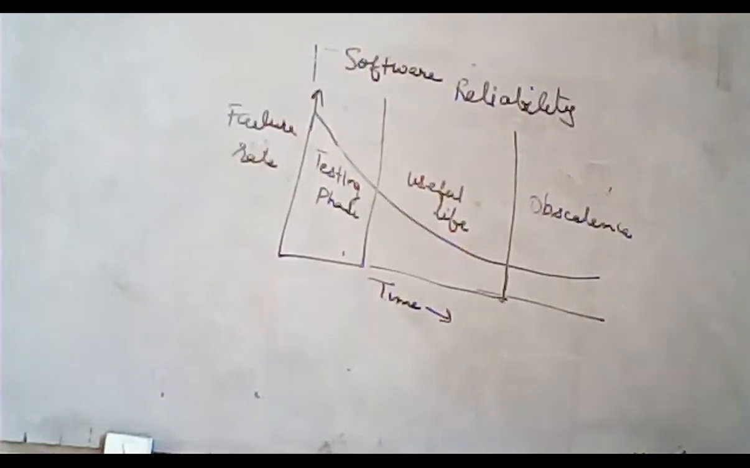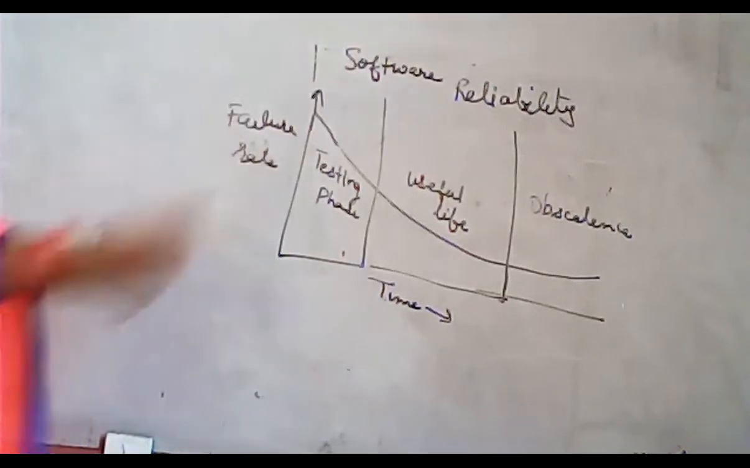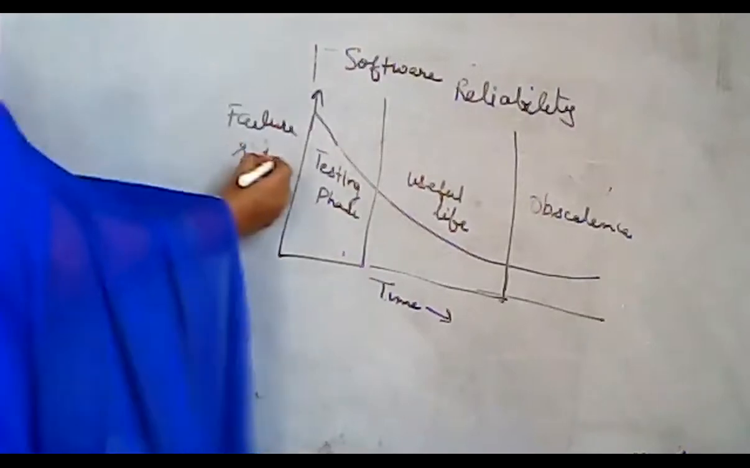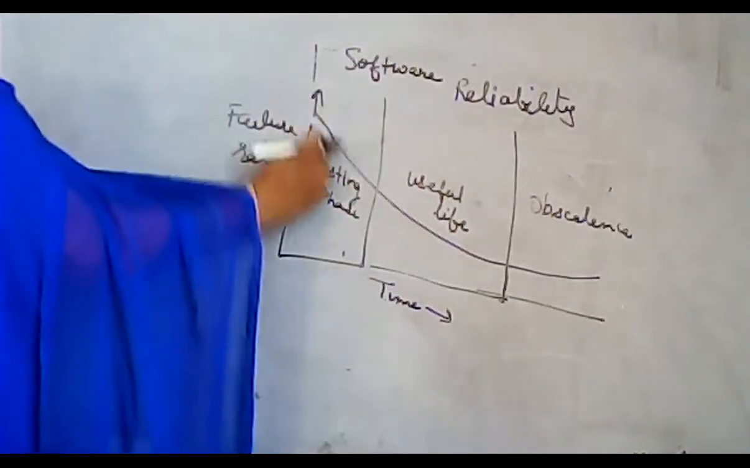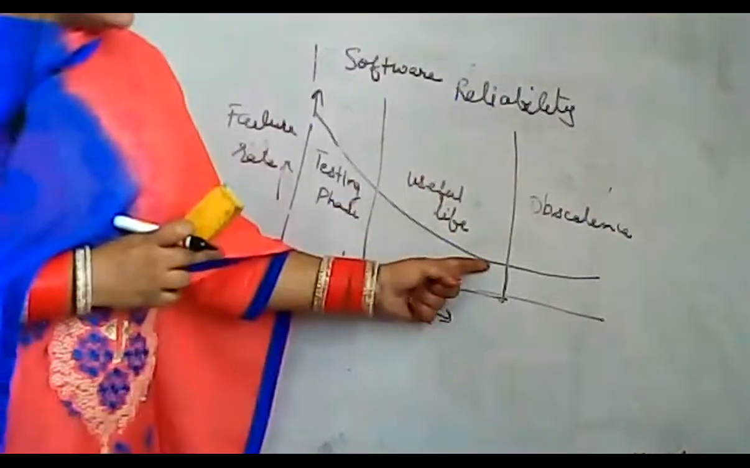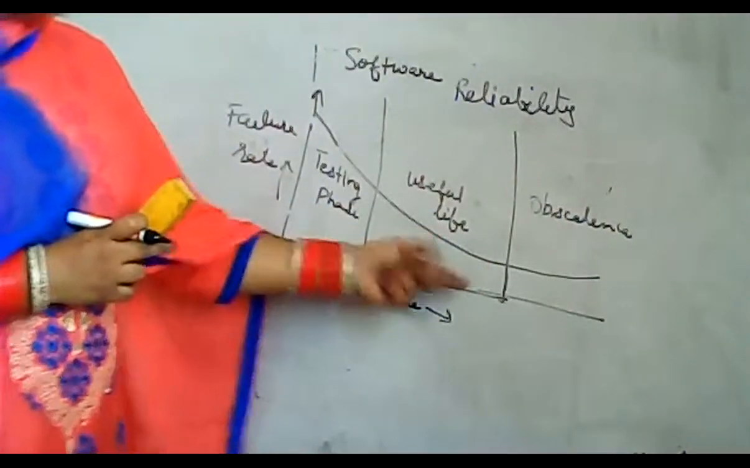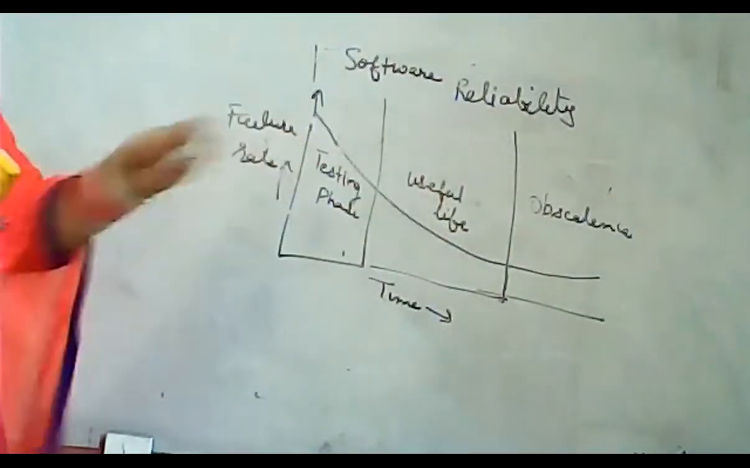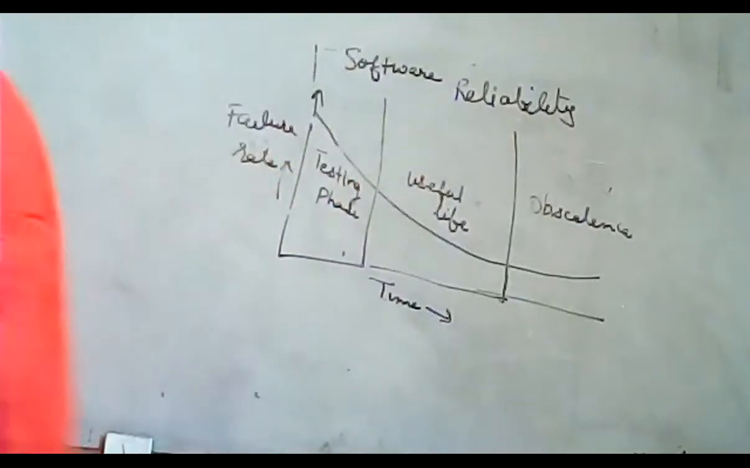So you can see here this is the failure rate and this is time. Failure rate versus time. The failure rate is maximum and it reduces with the testing phase. In the useful life, it is minimized, and in the case of obsolescence, the failure rate becomes fixed, and we say the software is now obsolete. It is no more in use. So this is basically the concept behind software reliability.